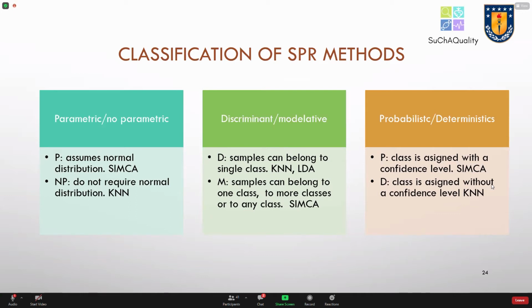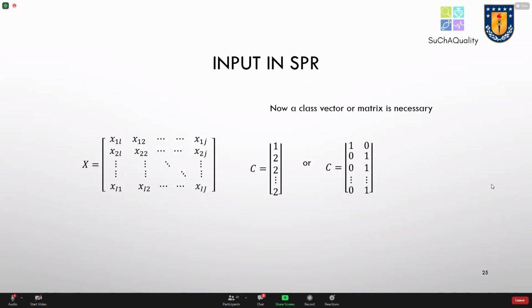Okay, so the methods could be also probabilistic and deterministic. If we have a confidence level like SIMCA, we have a probabilistic method, and if we don't need a confidence level, KNN will be used. Okay. So in the case of classification methods, we need the X matrix, but we need also another information about our samples. For this reason, the methods are called supervised methods. We need this matrix or vectors with the information about the class of each sample.